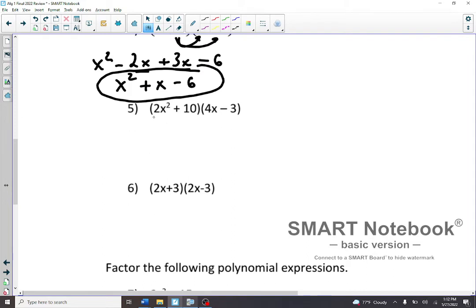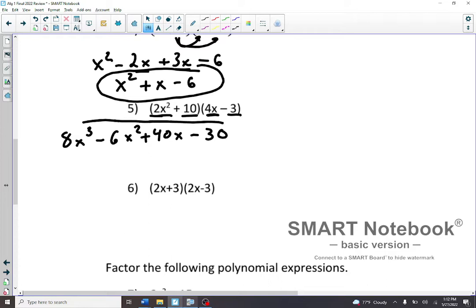Same thing, we're going to distribute 2x and 4x. 2x squared times 4x is 8x to the 3rd. 2x squared and negative 3 is negative 6x squared. 10 and 4x is positive 40x. And 10 times negative 3 is negative 30. Since none of the terms are the same, we could just circle it and we're done.